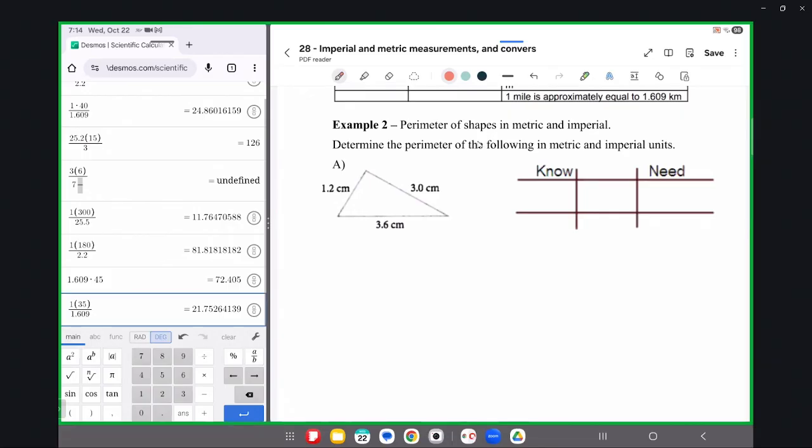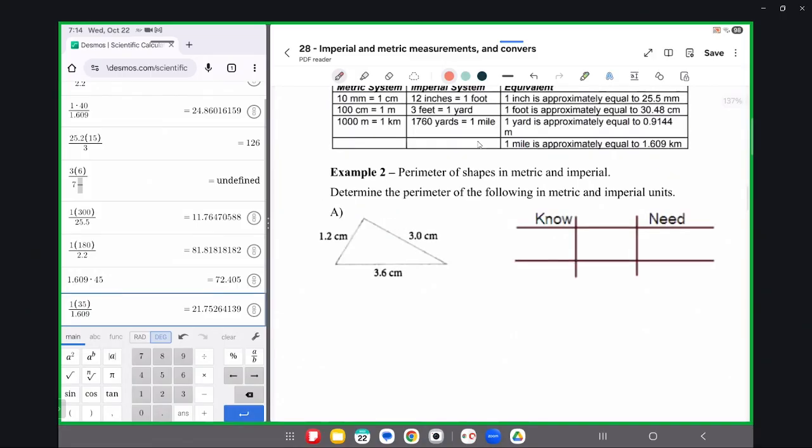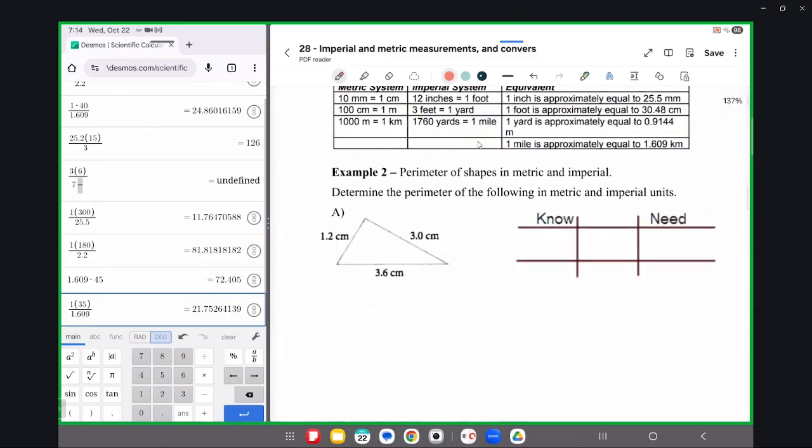And so just as a quick little reminder, if we want to find the perimeter of different shapes, perimeter is defined to be the distance around the outside of an object. Okay, or shape, or have you. So perhaps we'll say a shape.